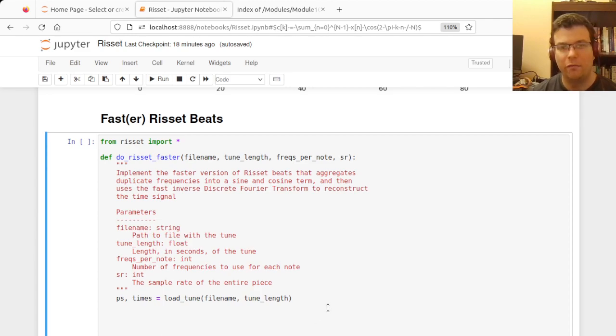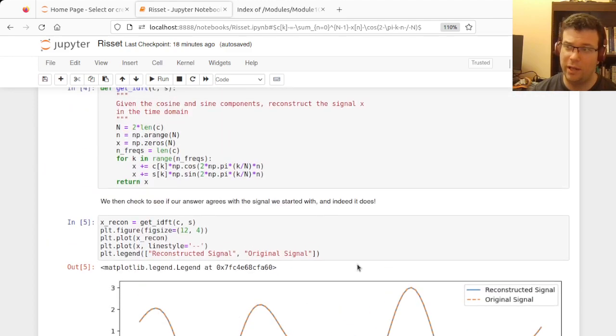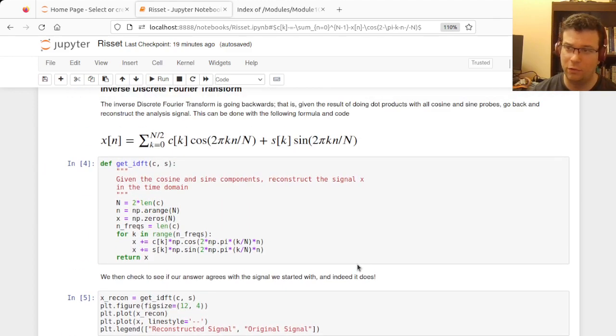Okay, so we now finally have the tools in hand to make a much faster Risset beat solution based on the inverse discrete Fourier transform. First, I just want to make a connection between some code that should look fairly familiar given what you did on the second part of homework 1.